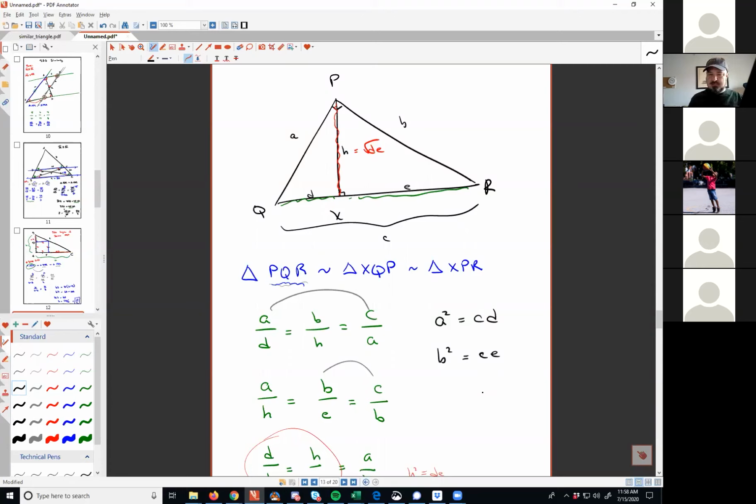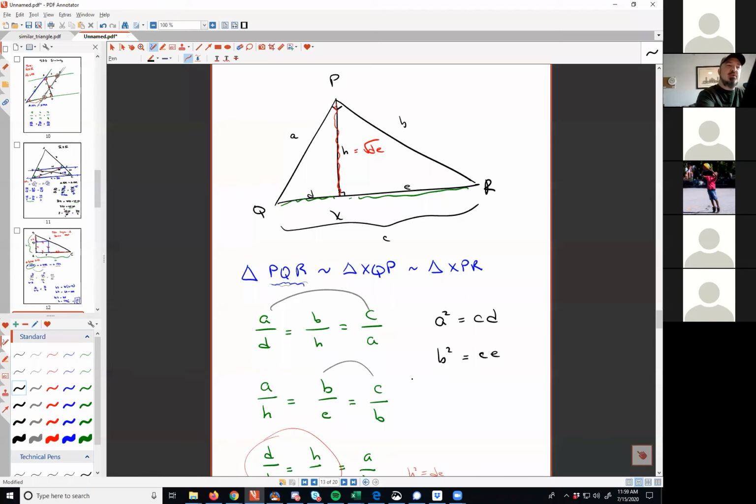We could take the square root. Nothing wrong with that. But that's not what we're going to do. What are D and E? The sum of D and E is C.